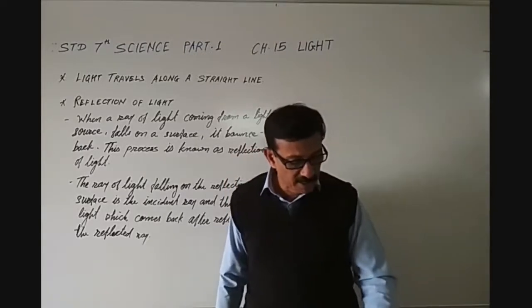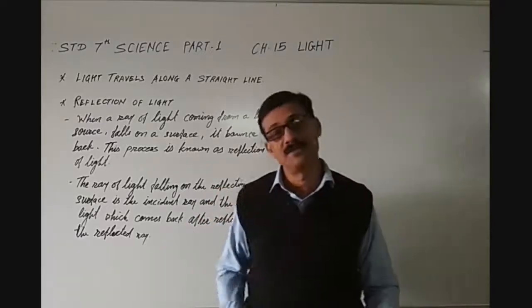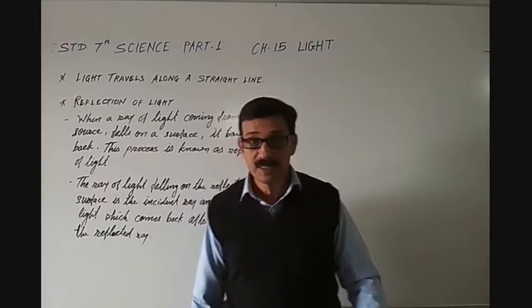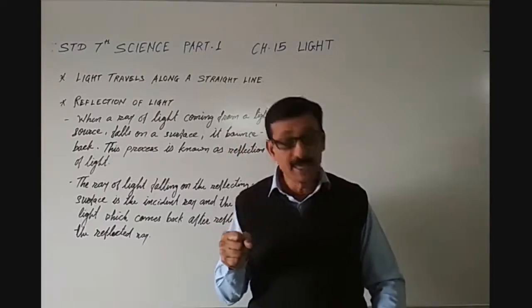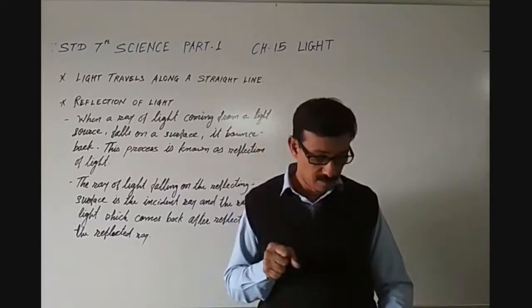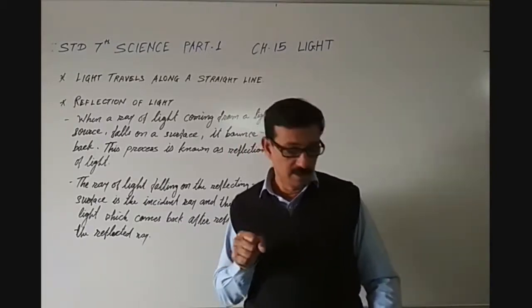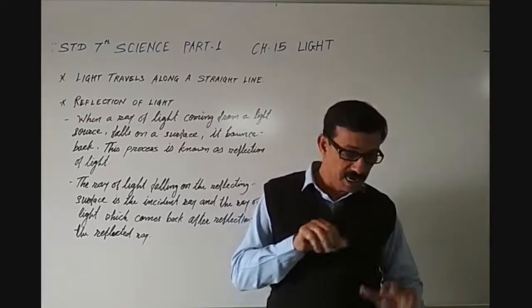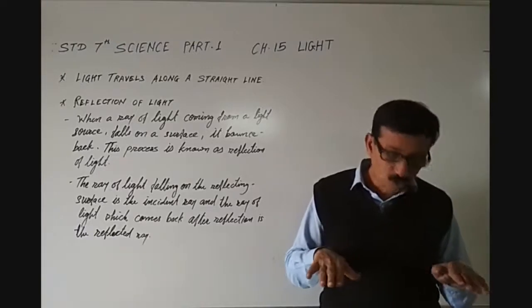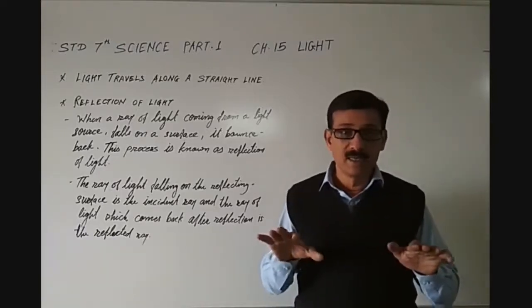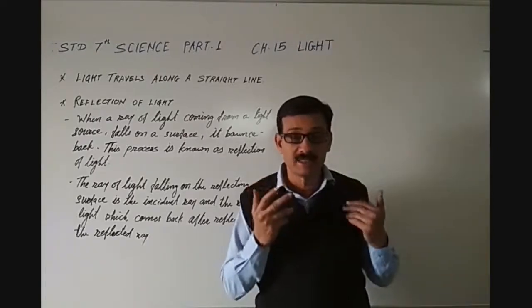The surface of water can also act like a mirror and change the path of light. But here, the surface should be calm, meaning there should not be any waves or anything. Then it is possible to see the reflection.